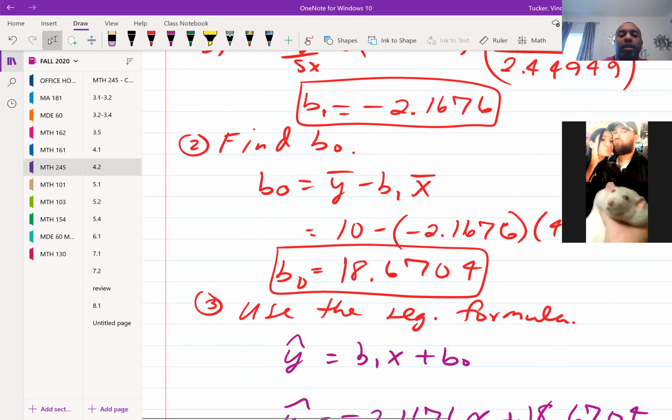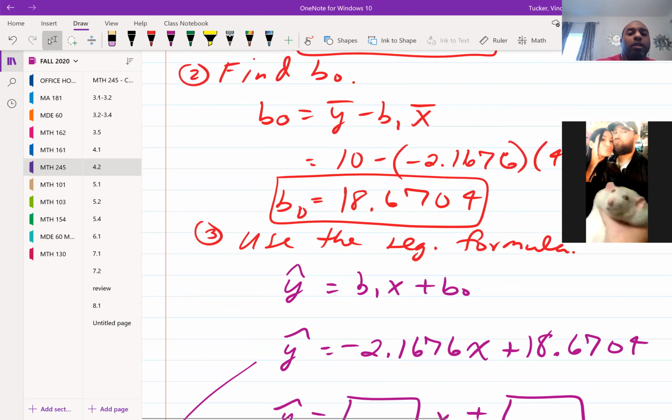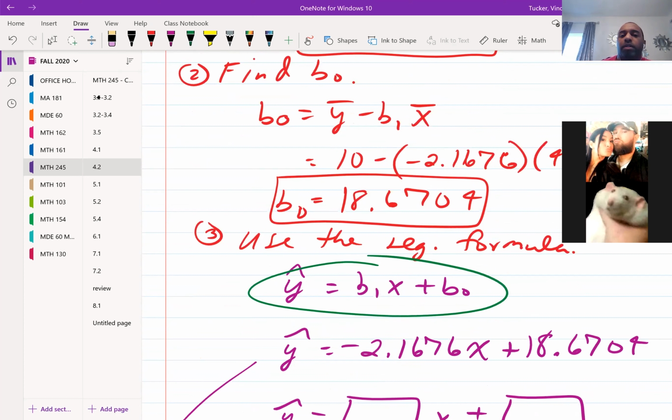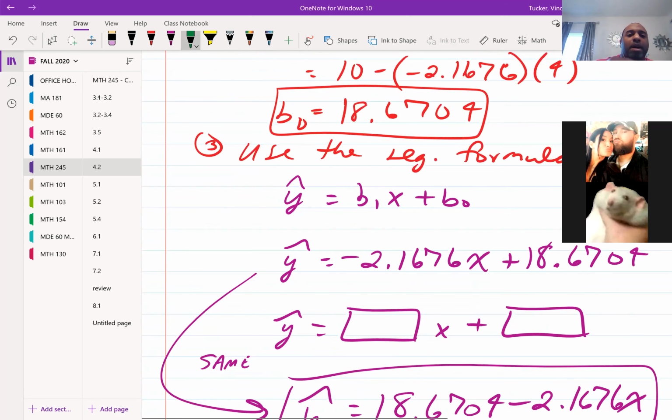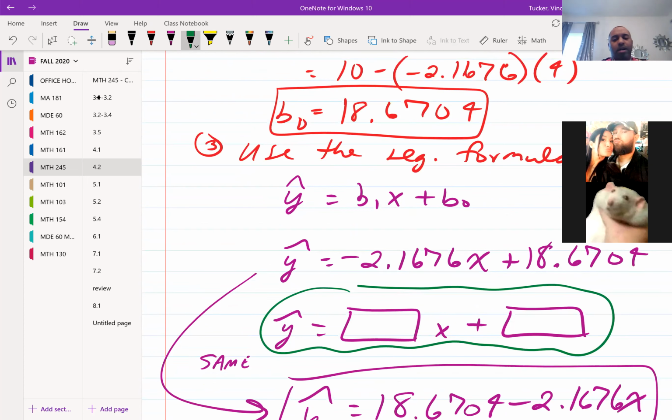Once you found B1 and B0, all you're doing is plugging it in. This is the way it's set up. B1, you put that in front of X or attach it to X. That's negative 2.1676 X, and then that'll be plus 18.6704. MyMathLab will set you up this way, wherein they'll have a box. The one that's attached to X is where you will put in B1, and then the other one would be where you would put in B0.